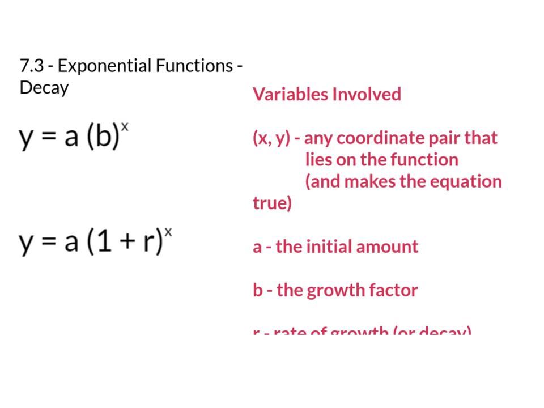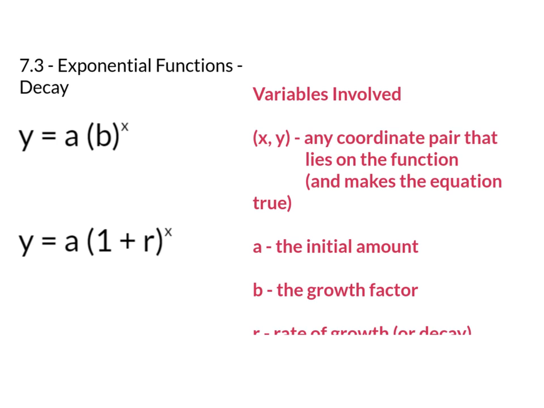We still have x and y representing any coordinate pair that lies on the function. Typically, our x value is time, and our y value is some output like money or number of frogs, in a population like we've done. A is still the initial amount that we have of something, like frogs or money. And B is still the growth factor, as we call it, and B still is represented by 1 plus R.